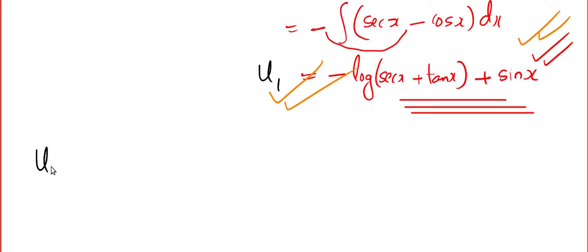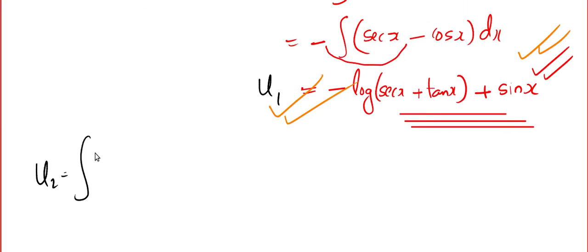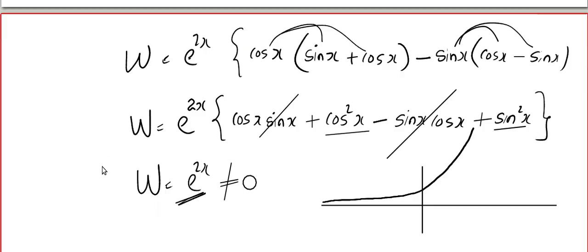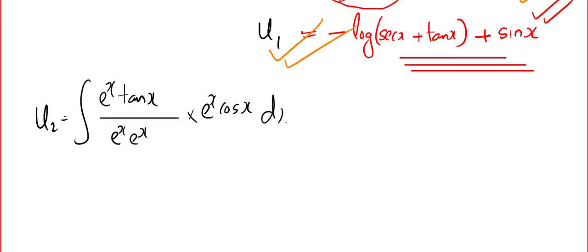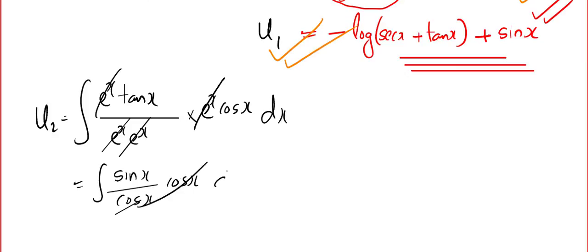The next thing, u2. So that will be right side by W. What's the right side? e power x tan x by the Wronskian, which is e power x into e power x, times y1. What is my y1? y1 is e power x cos x, and dx. So like before, all these things will get cancelled, but the good news is this becomes very simple because cos x got cancelled, and integral sin x is minus cos x. So this is the next thing.